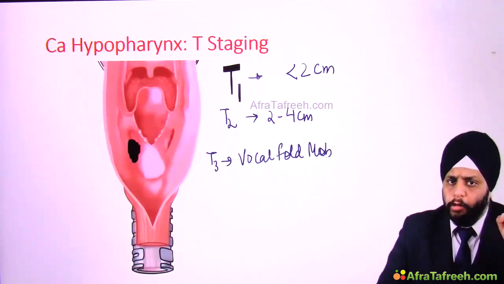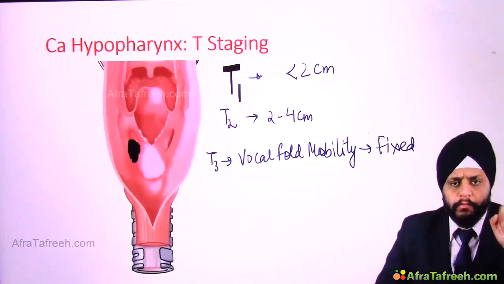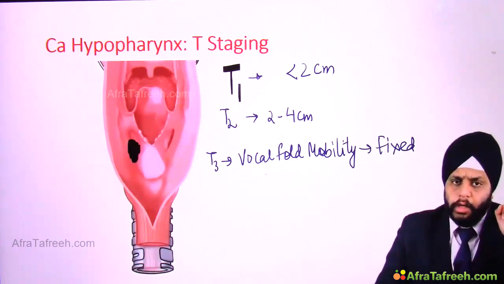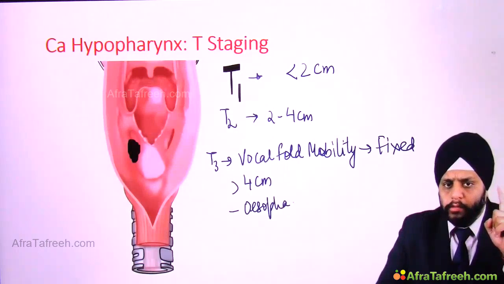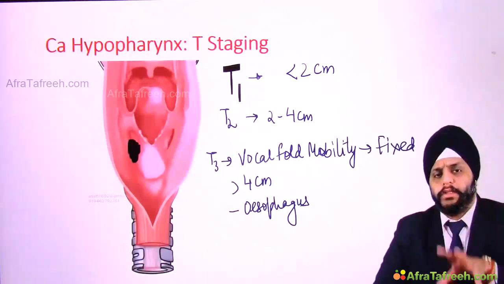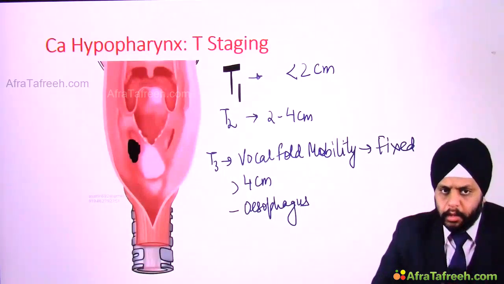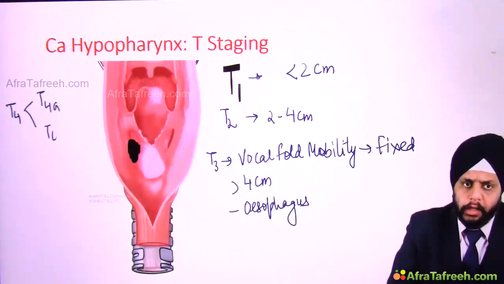Okay, so if the vocal fold mobility is gone and the vocal folds become fixed, it is T3. Or T3 is more than 4 centimeter in size, or it involves the esophagus. Any of these is considered T3. Right? T4. T4 you can divide into T4A and T4B.